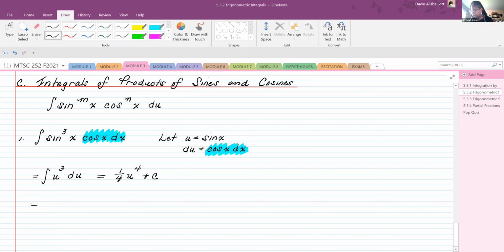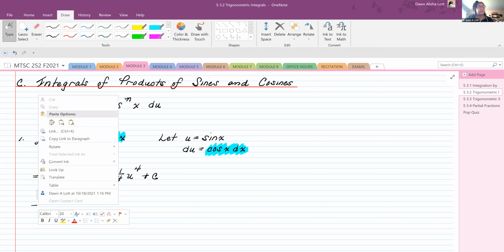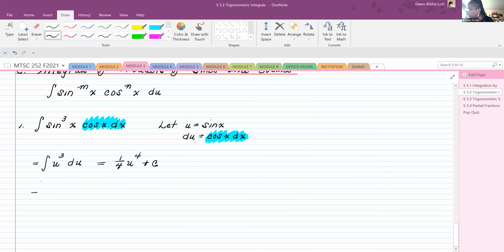So this turns out to be 1/4 the sine to the 4th of x plus a constant. The reason why this was so nice is because it had a derivative sitting next to it. We can always integrate a function if du is sitting next to it.